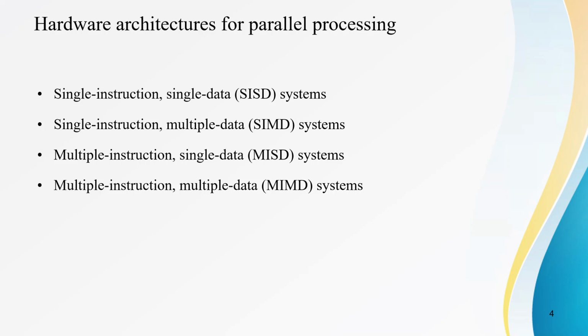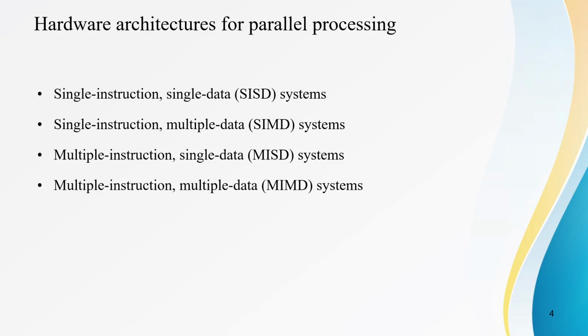Now, what are the different hardware architectures for parallel processing? That means in which hardware configurations you can actually perform these parallel processings. We have four models. The first one is the single instruction, single data system, SISD. It is not a multiprocessor system, it's simply a uniprocessor system.